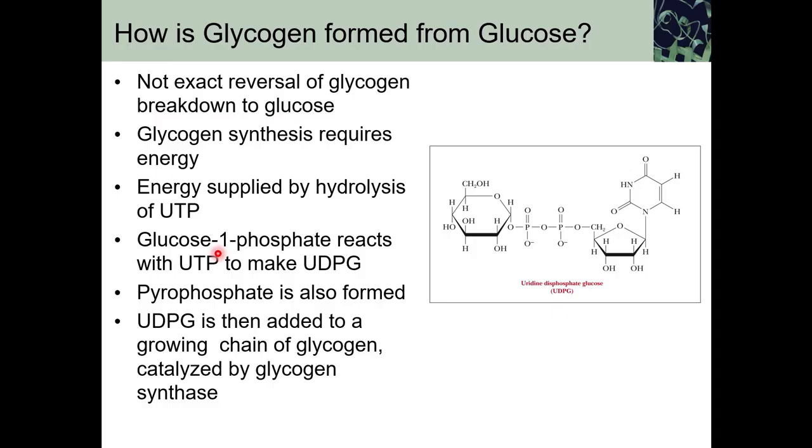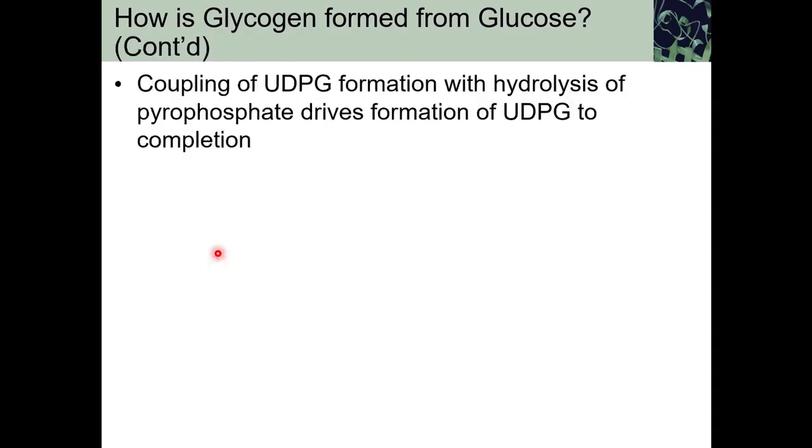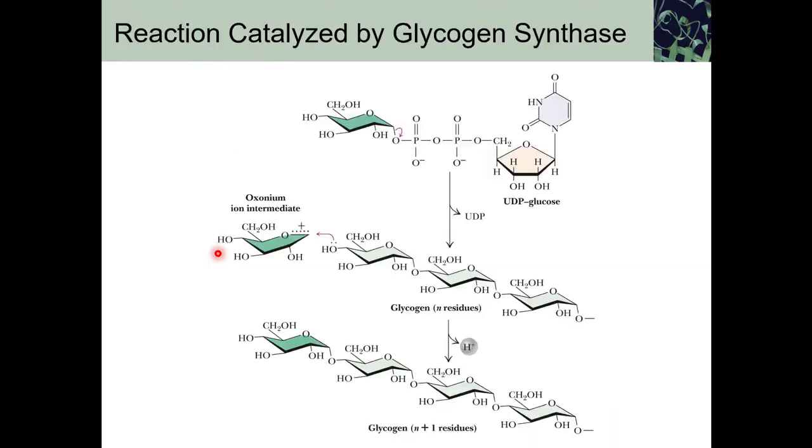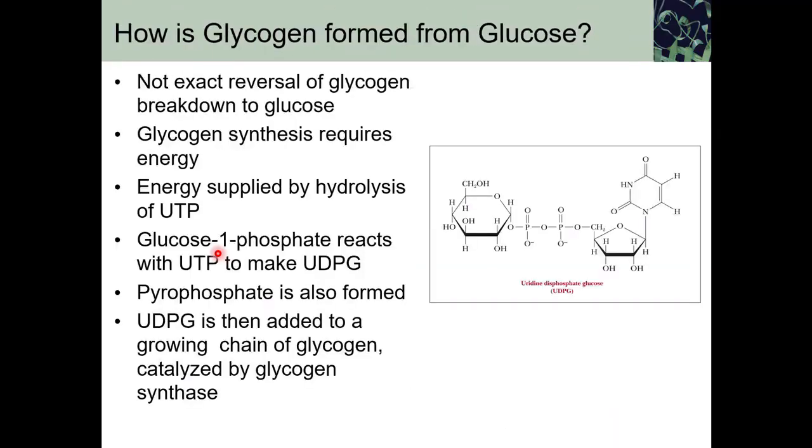So the first thing that happens is that glucose is converted into glucose 6 phosphate. Of course, it's phosphorylated into glucose 6 phosphate. Afterwards, it's isomerized to glucose 1 phosphate, right? And that glucose 1 phosphate reacts with the uridine triphosphate to make UDPG.